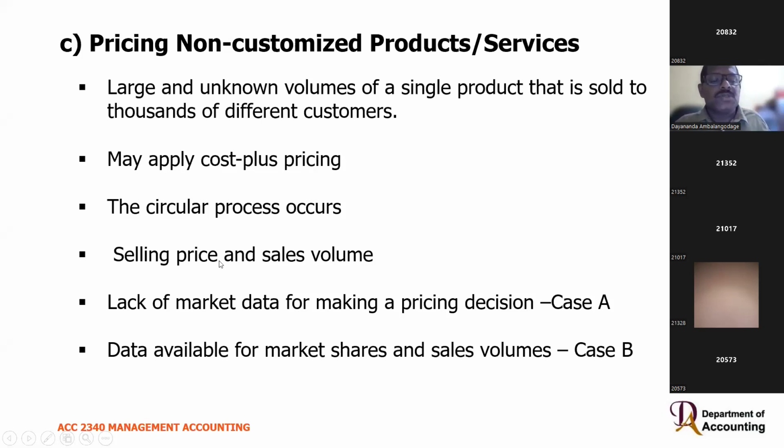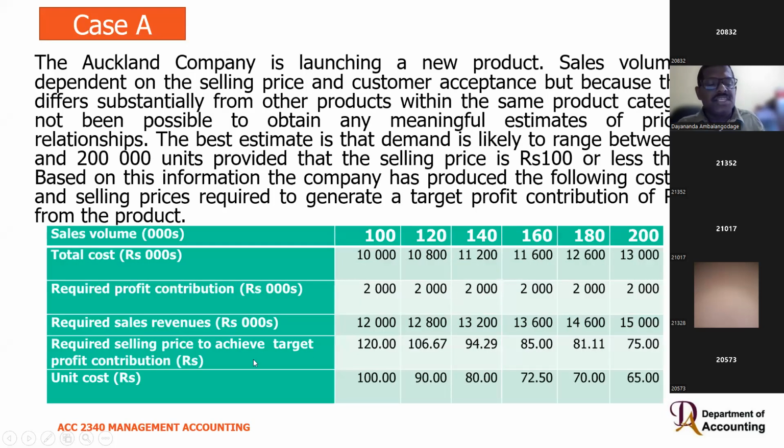The circular process occurs: selling price, sales volume, and lack of market data make a pricing decision. Here case 1 talks about the lack of market information. Case 2 talks about market shares and sales volume data being available. We'll see one by one what this case is.